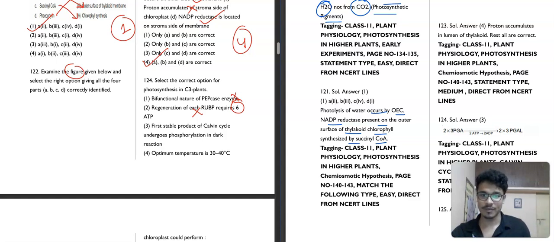And first stable product of Calvin cycle undergoes photophosphorylation in dark reaction. Is it correct? No. The first stable product of Calvin cycle is phosphoglyceric acid, not oxaloacetic acid. Optimum temperature is 30 to 40 degrees. It is also not correct for C3 plants. Which is the correct one? Third option.